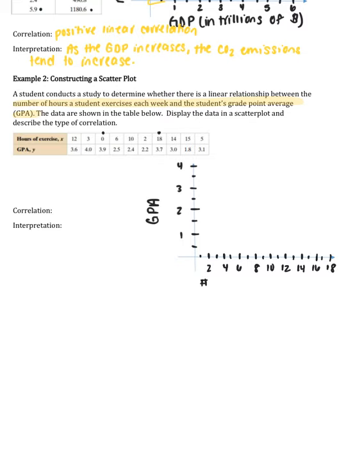And then this is the number of hours of exercise per week. Okay, let's get to graphing. So 12 hours of exercise yields a 3.6 GPA. 3 hours of exercise, we've got a 4.0. 0 hours of exercise, we've got a 3.9. And yes, you could put it right on the y-axis, that's fine. 6 hours of exercise, we've got a 2.5.